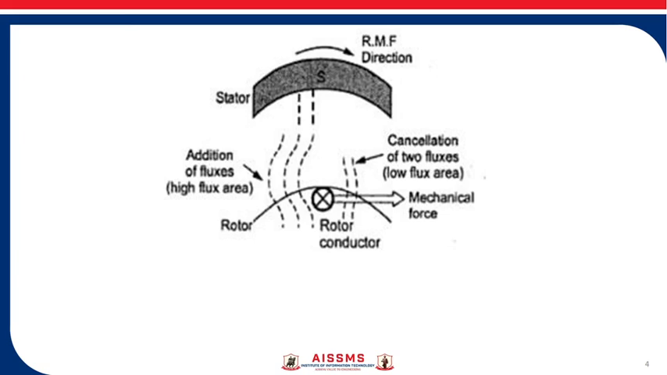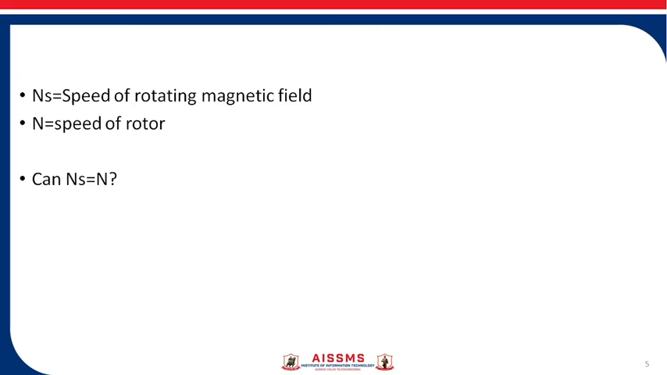So the rotor conductor experiences a force. You can see in this diagram, the rotor conductor experiences the mechanical force. As the rotor conductor experiences the force, the overall rotor experiences torque and starts rotating. So the interaction of these two fluxes is very essential for the motoring action. In this way the induction motor works, or this is the principle of working of the induction motor.